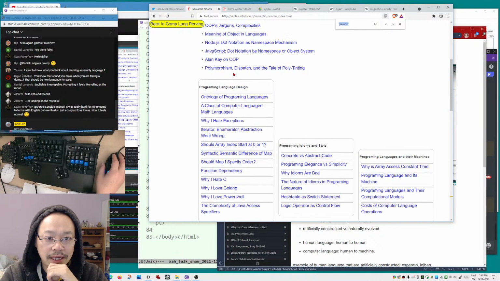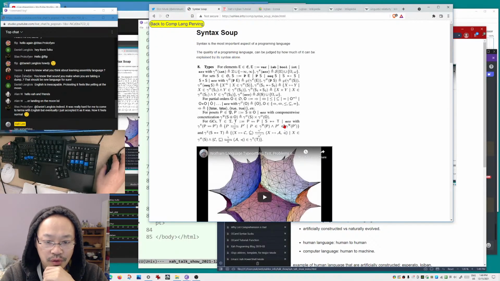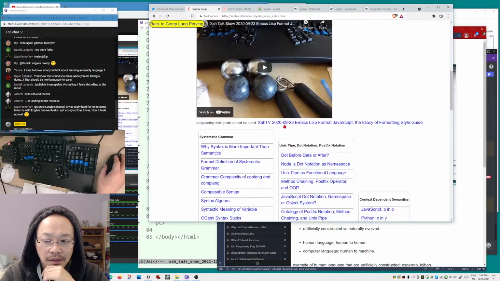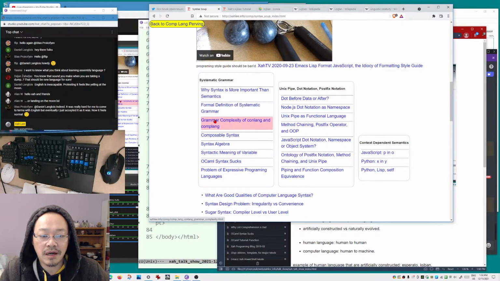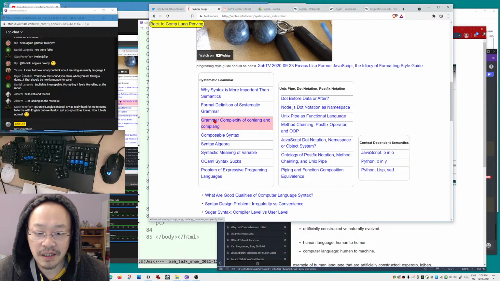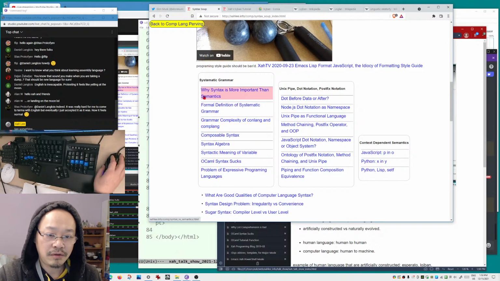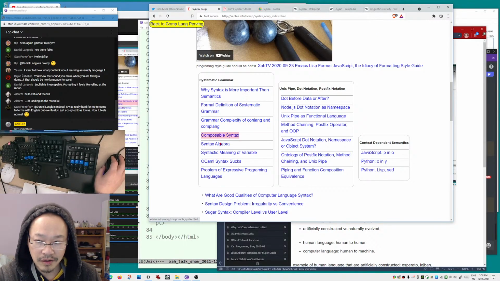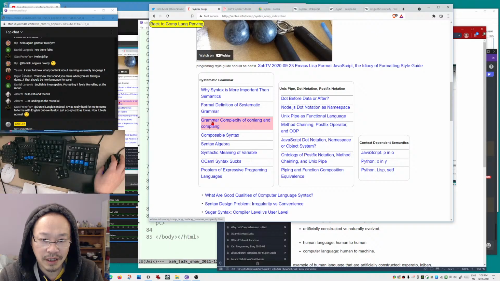Okay, let's go to syntax. Okay, so go back to start page, syntax soup. So I did several talk shows related to syntax. There it is. This is, I believe, here. Okay, there is the article. Grammar complexity of constructed language and computer language. Okay, so all these articles are related to grammar. Okay, in particular, a systematic grammar. So let's look at this one.